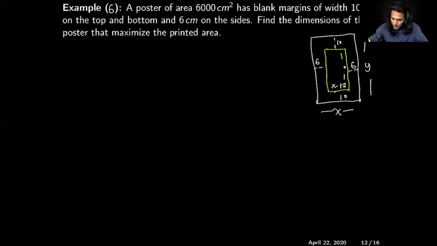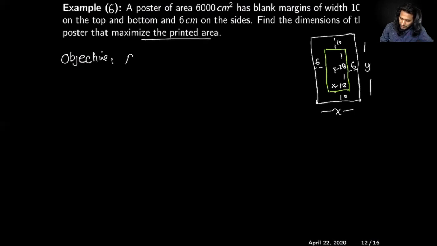The width is y minus 20. We have fixed the notation, so why not write down the objective. The keyword for the objective function is printing area. So my printing area is this times that: x minus 20, x minus 12 and y minus 20. That's my objective function. What is the constraint?